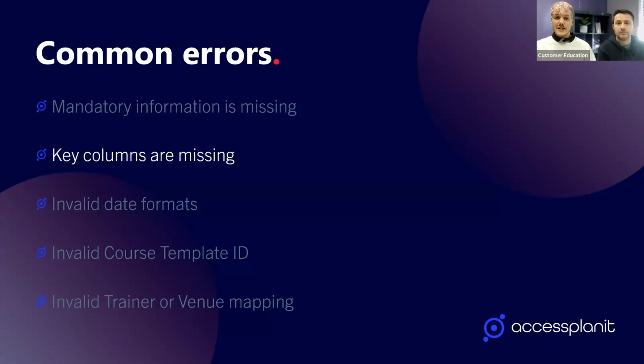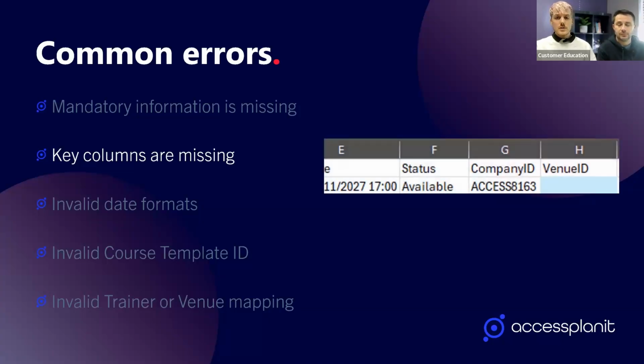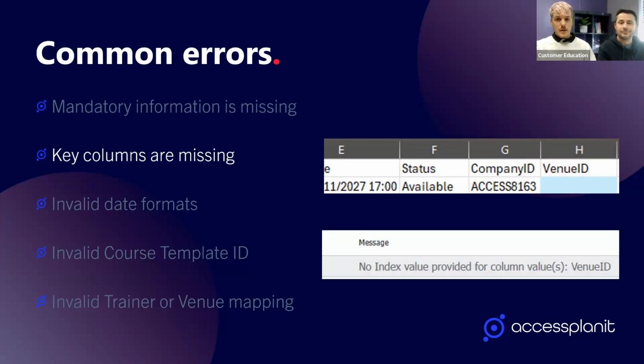A similar error is missing key columns. So key columns are essential because they tell Access Planet how to uniquely identify each course. And if a required key column is missing from the file, the import can't determine whether it should create new courses or update existing ones. And in this case, you'll need to either add the column to your file or update the import profile and ensure the key columns are correctly filled in for each of the course rows that you have.